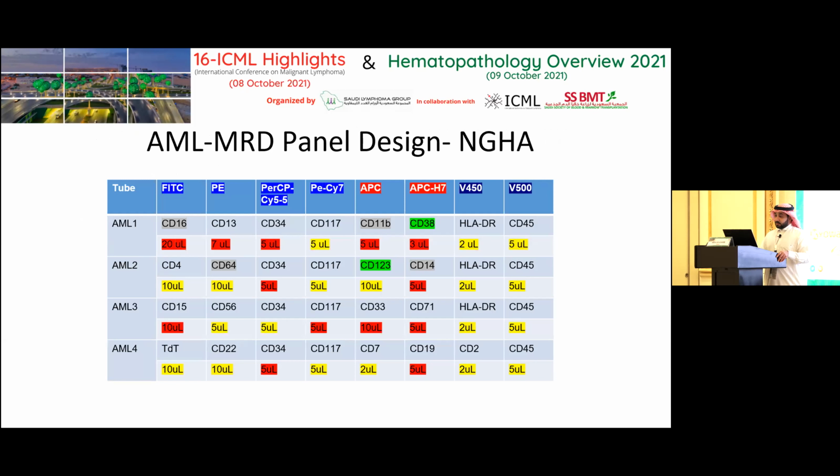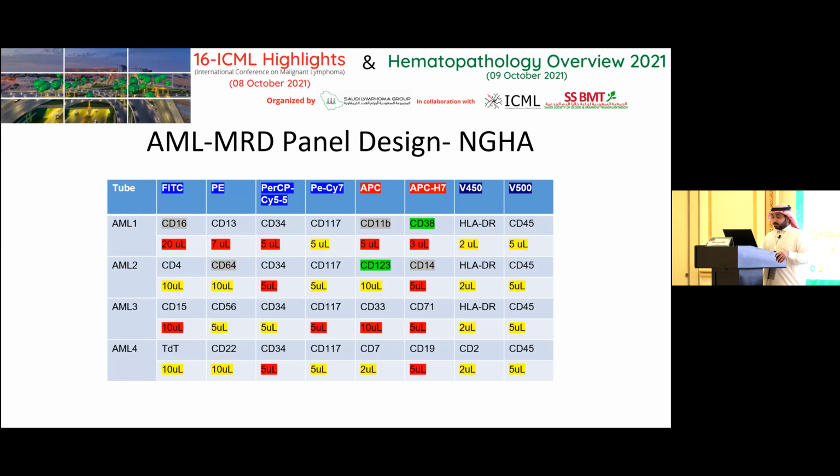This is a panel for MRD assessment designed in National Guard, and they used an 8-color approach with 4 tubes, and they used a lot of antibodies with myelomonocytic markers and early stem cell markers to detect more aberrancy when they deal with MRD.